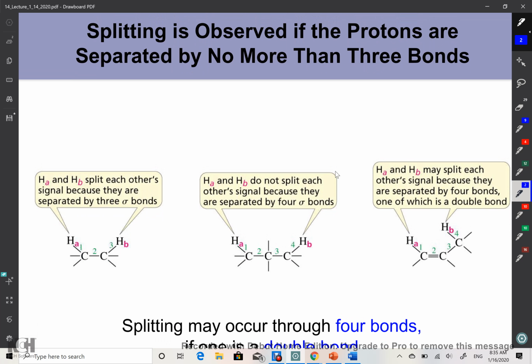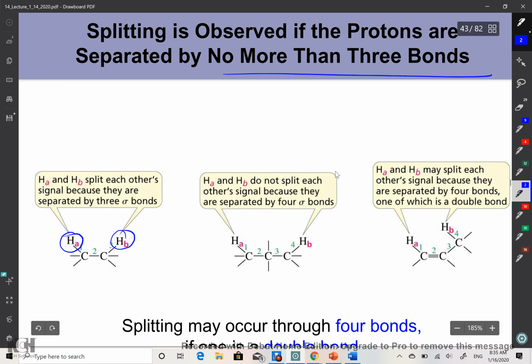Just like what I told you before, guys, you can only observe splitting if the adjacent protons are about 3 bonds away from you. That's only when you can observe splitting. If you are more than 3 single bonds away, you will not be able to observe splitting. So, A and B will couple each other because they are exactly 3 bonds away from each other. So, you will be able to observe the splitting there.